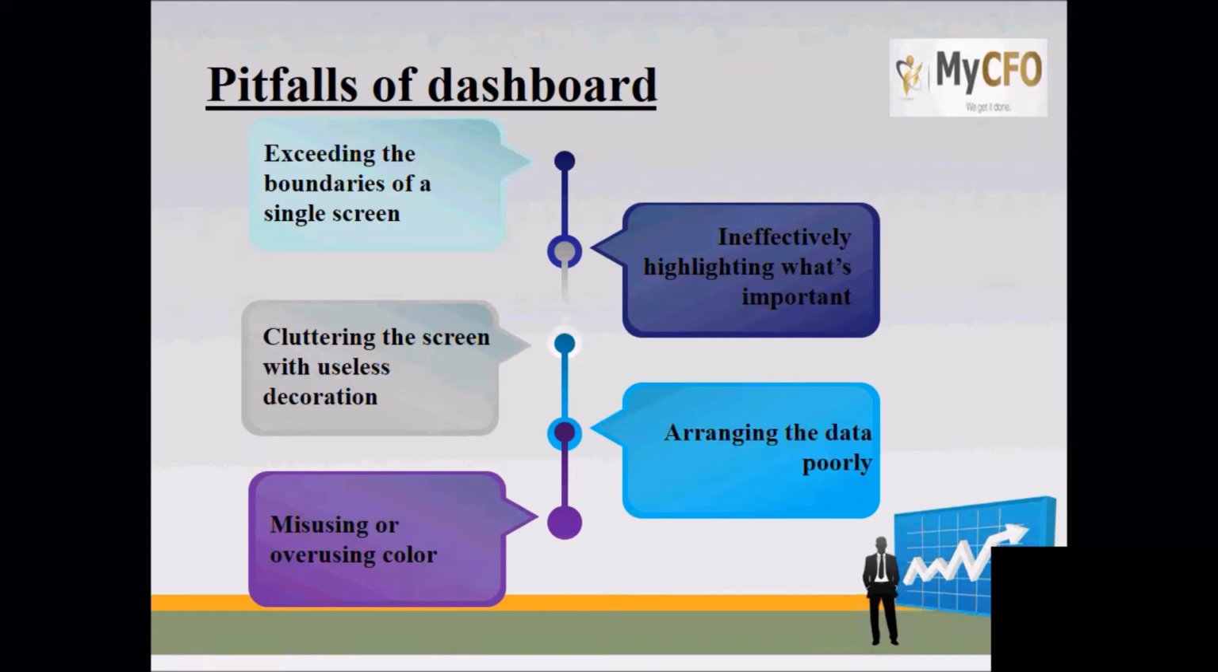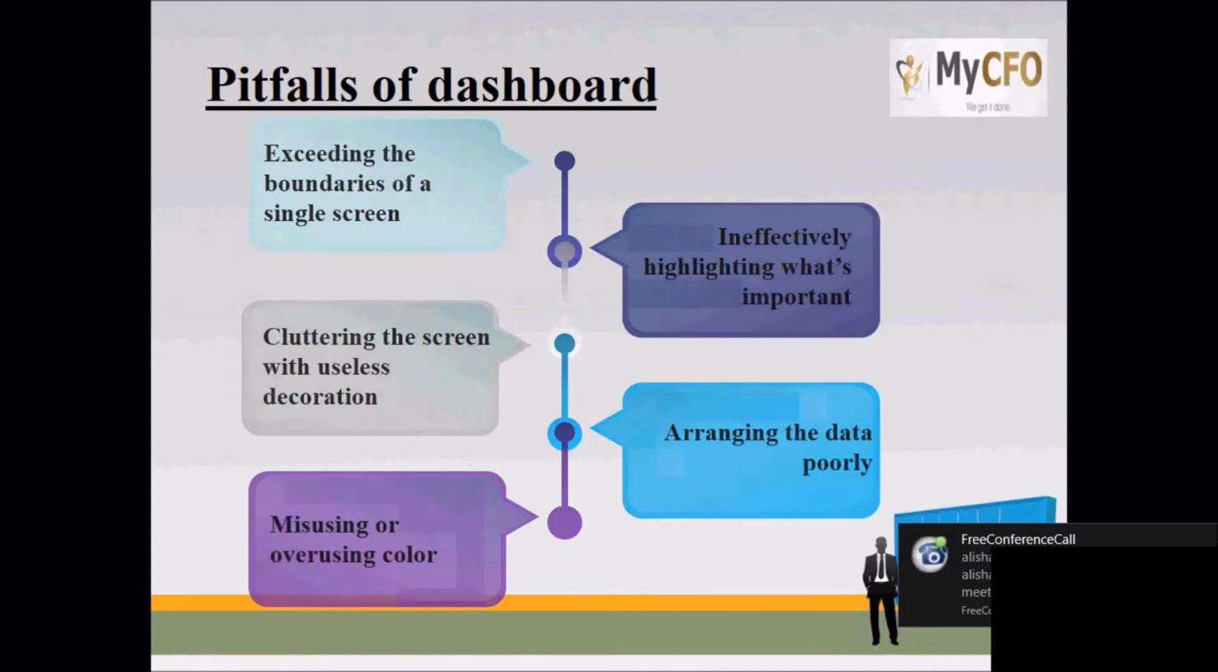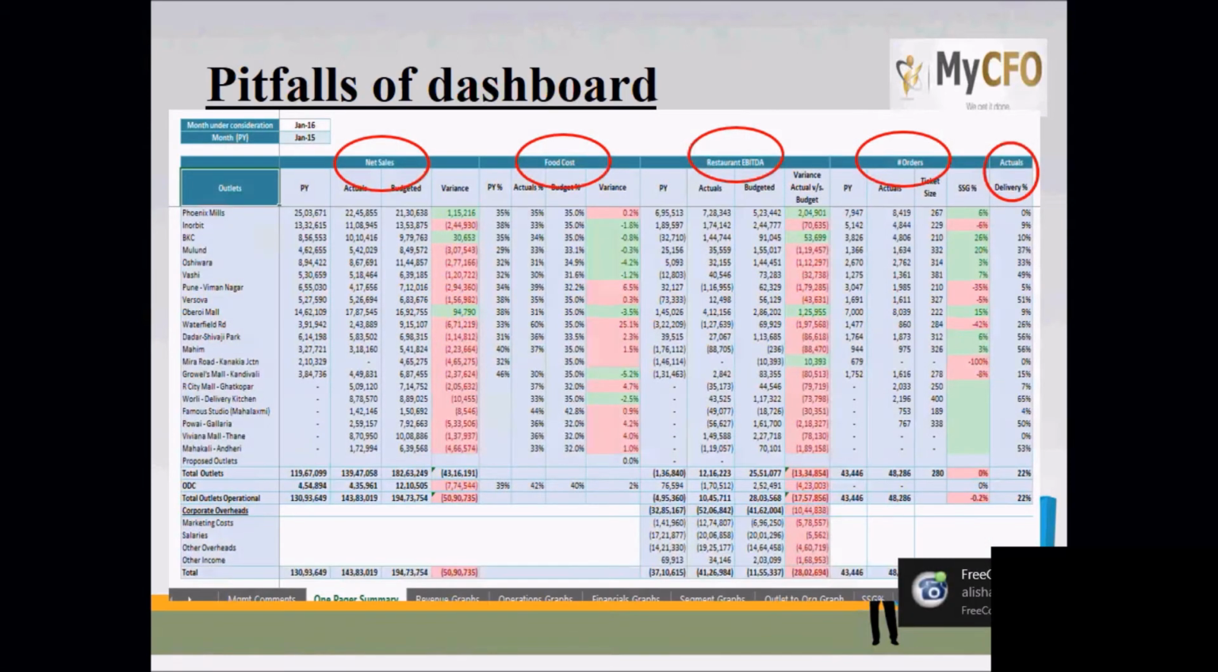The fourth one, the data that is being represented needs to be arranged properly. It needs to be arranged in a logical sequence. The more logical it is, the easier it is for the user to depict and understand. For example, one of the dashboards which we created for one of our clients in the F&B sector has net sales, food cost, restaurant EBITDA, orders, and actual delivery percentage. For the F&B sector, these are 4 to 5 parameters that are most important.